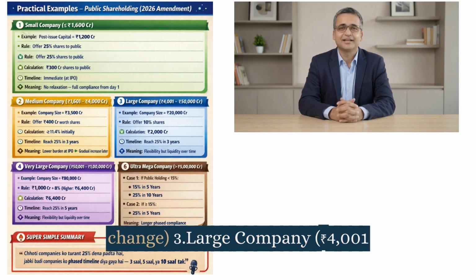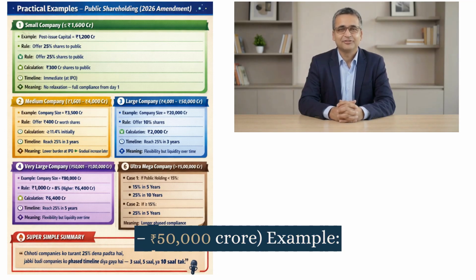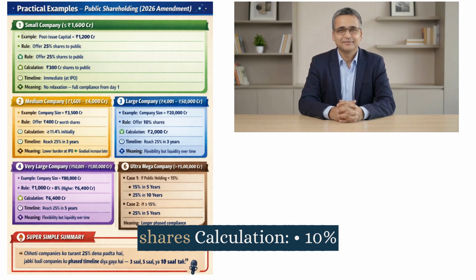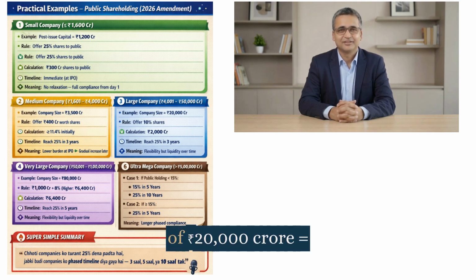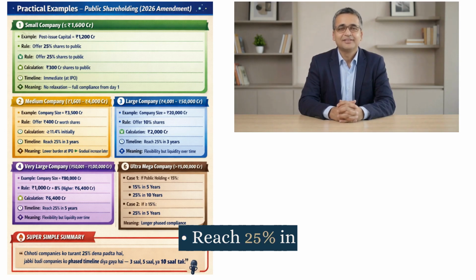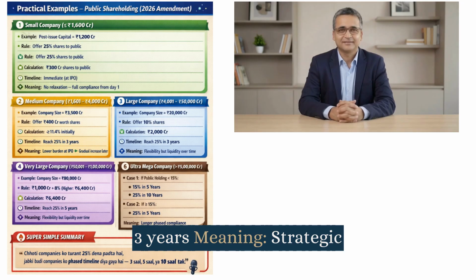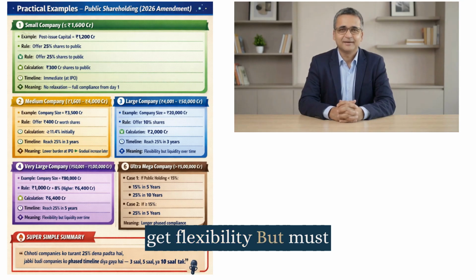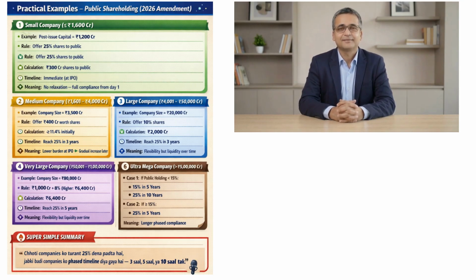New 2026 change. 3. Large company, 4,001 to 50,000 crore rupees. Example, company size equal to 20,000 crore rupees. Rule, offer 10% shares. Calculation, 10% of 20,000 crore rupees equals 2,000 crore rupees. Timeline, reach 25% in 3 years. Meaning, strategic planning required. Big companies get flexibility but must increase liquidity over time.